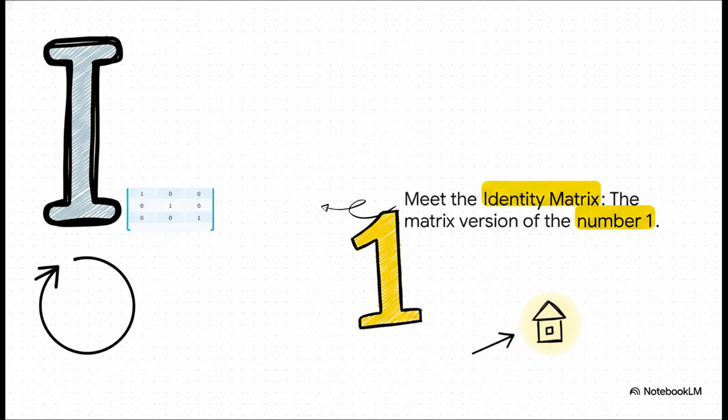And this right here is that I we were just talking about, the identity matrix. Seriously, it's just the matrix version of the number 1. See? It's got ones down the diagonal and zeros everywhere else. If you multiply any matrix by this guy, nothing changes, just like multiplying a number by 1. It's our goal, our back to normal state.